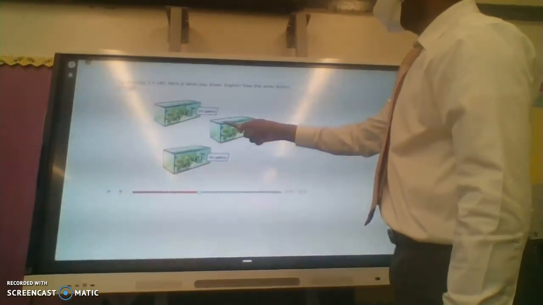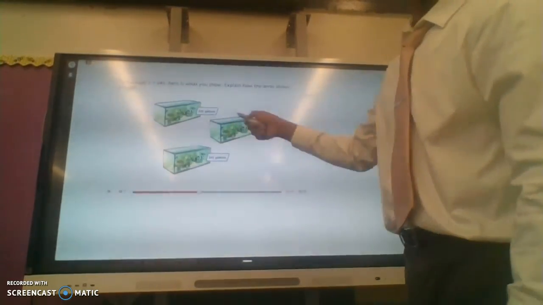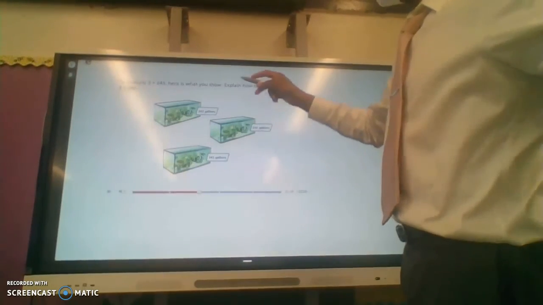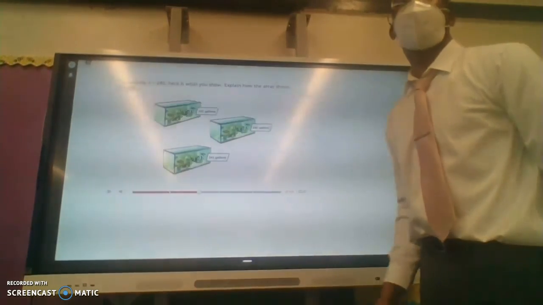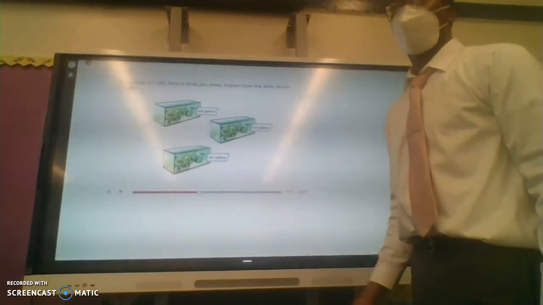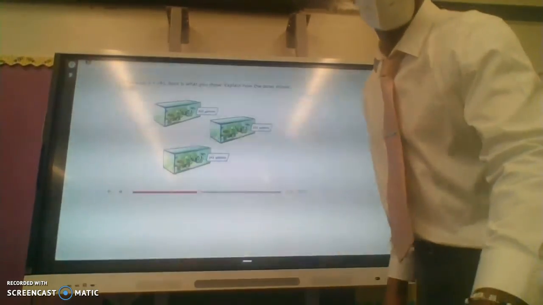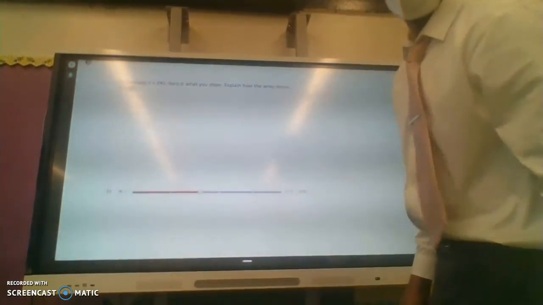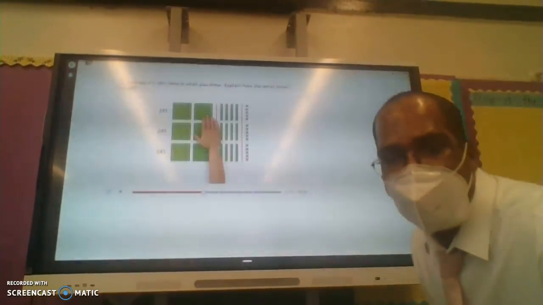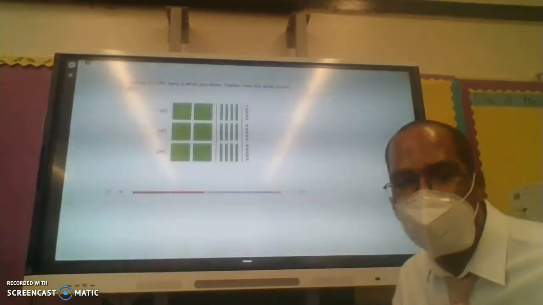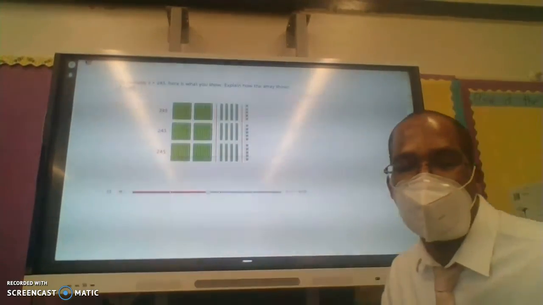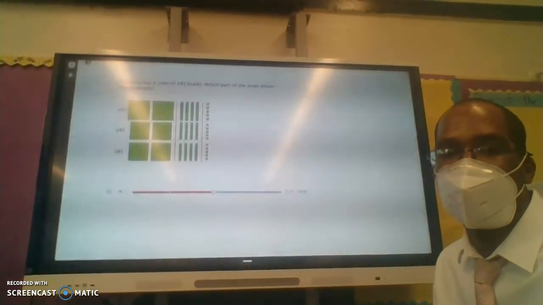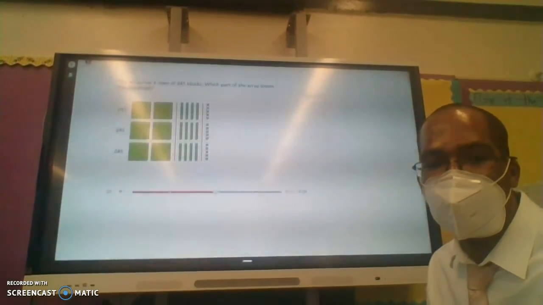Okay, so how many tanks are there? 3. Good job. Jamel, how much water is in each tank? So 245 gallons in one tank. Multiply 3 times 245. Here is what you show. Explain how the array shows 3 times 245. The array has 3 rows of 245 blocks.